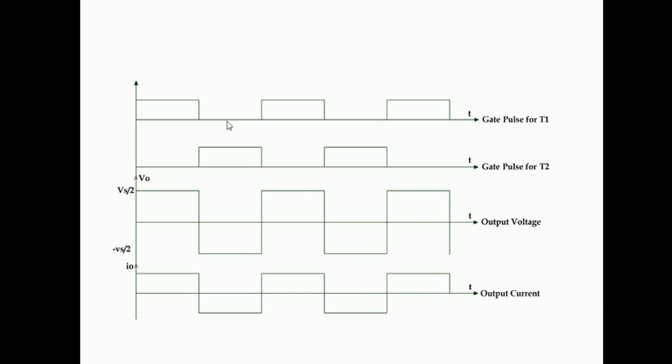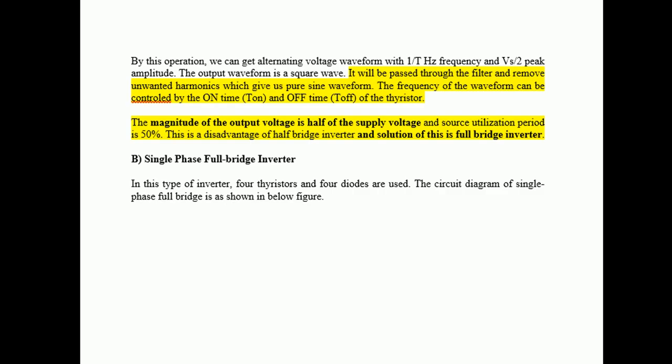This is the waveform: the gate pulse for T1 and the gate pulse for T2. When T1 is conducting, we have Vs by 2 as the output voltage; the other half is for T2 conducting. So this is how we get a square wave. Again, this is a polluted wave. It has the greatest number of harmonics, and this is the output current, I0. So this is the waveform of a single phase half bridge inverter.